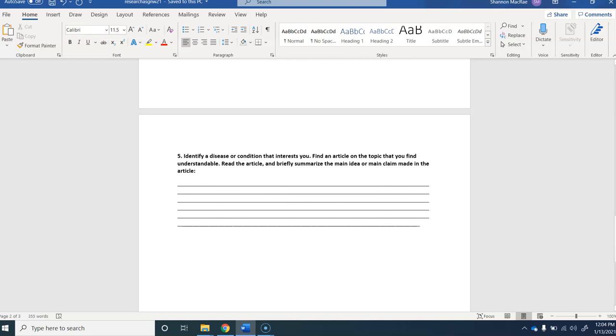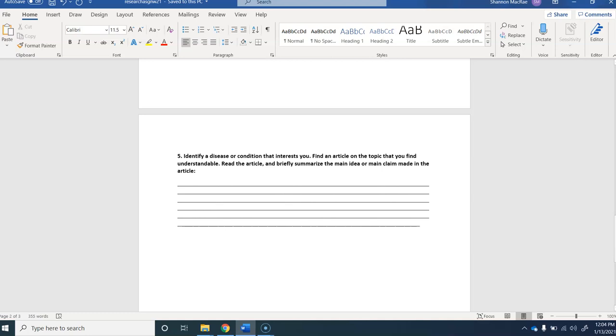I'm going to ask you to read the article, from beginning to end. And then I'm going to ask you to briefly summarize the main idea or the main claim in the article. And you'll probably be somewhere between 3 and 5 sentences, I would imagine. I'm not looking for a great amount of detail here, just a summary letting me know what the article is about and what the main idea of the article was.